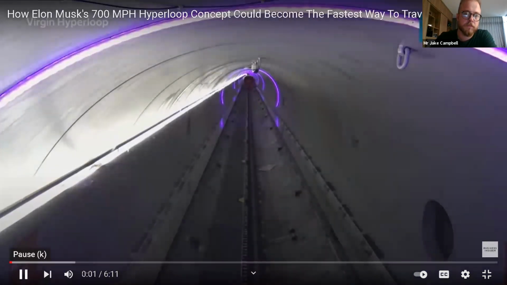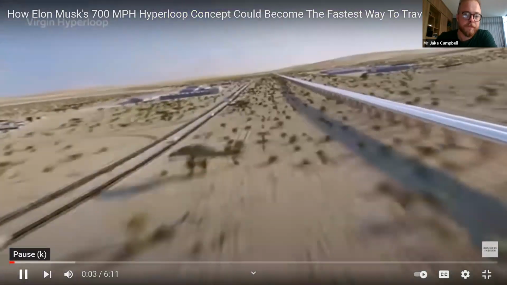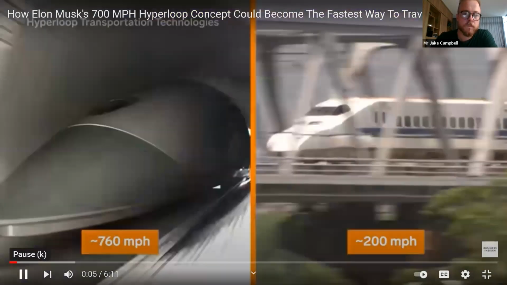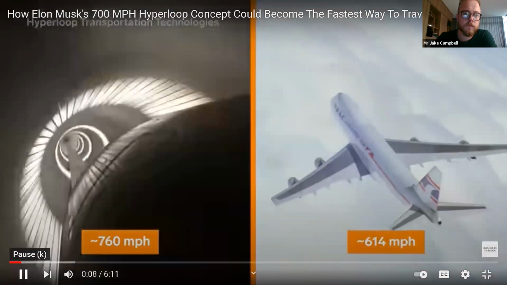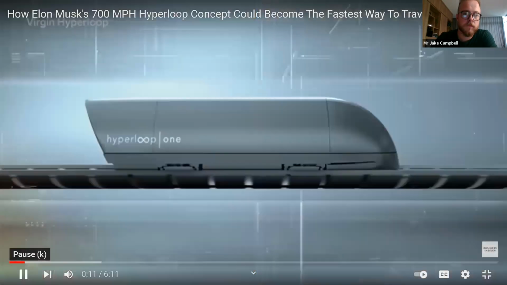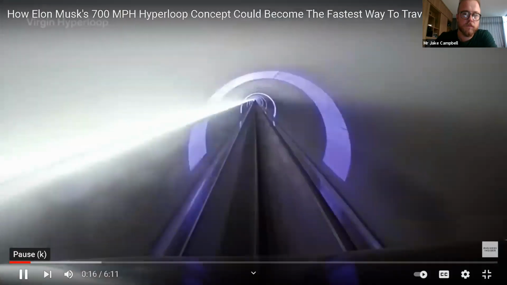This is the future of high-speed transportation. It's 3.5 times faster than Japan's Shinkansen bullet trains, and even faster than a Boeing 747. It's a Hyperloop, magnetic pods levitating inside a tube at more than 1,000 kilometers per hour.